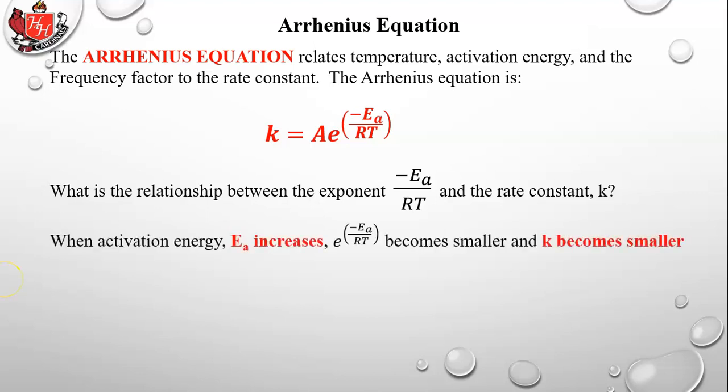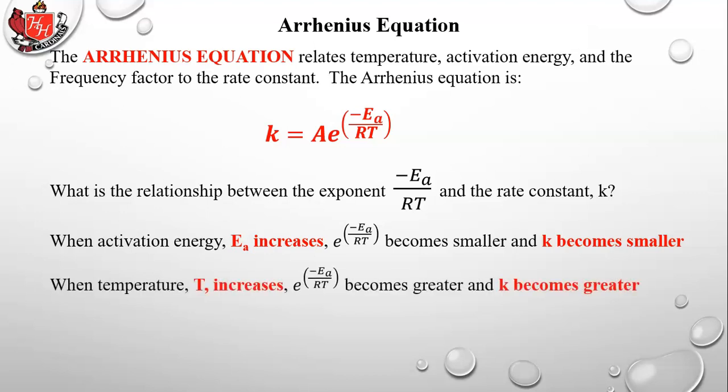See what happens here. When activation energy Ea increases, then e raised to the negative Ea over RT becomes smaller and k becomes smaller. In other words, if you raise the activation energy, that's going to mean it's harder for the energy of the molecules to get over that energy hill, and therefore the reaction will slow down.